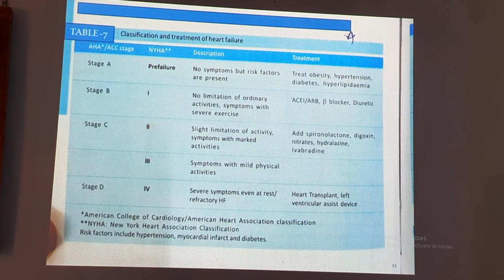Treatment is heart transplant or a left ventricular assist device, where a specific device is implanted in the right or left ventricle to enhance force of contraction or increase cardiac output. Next slide.